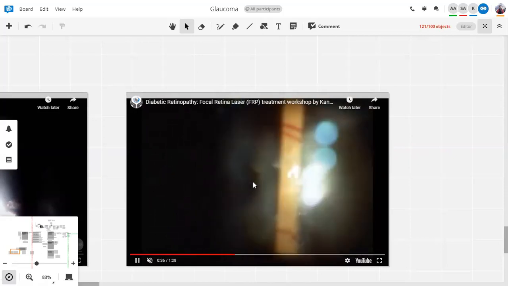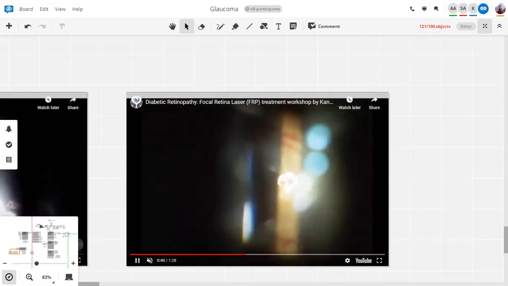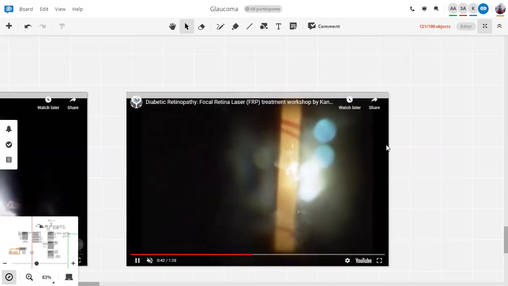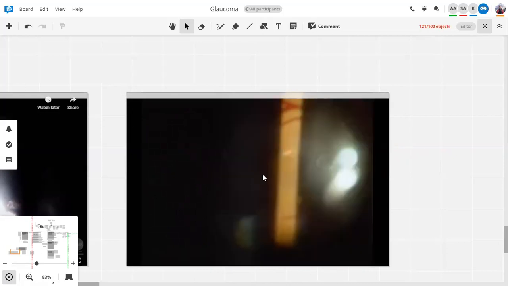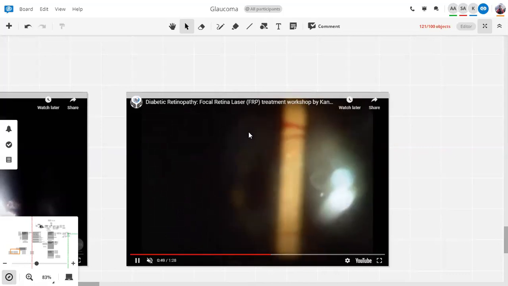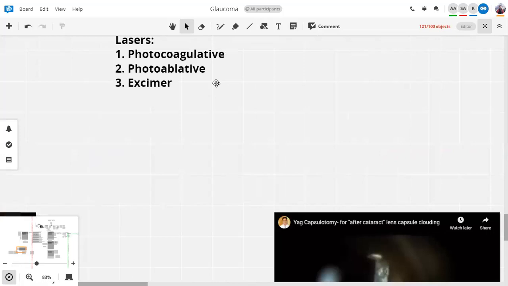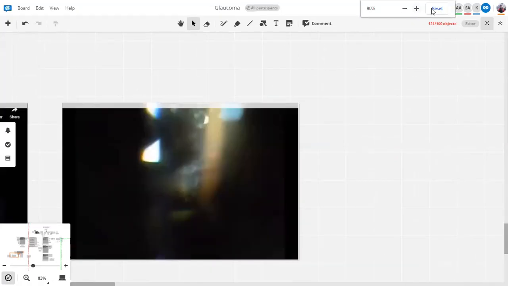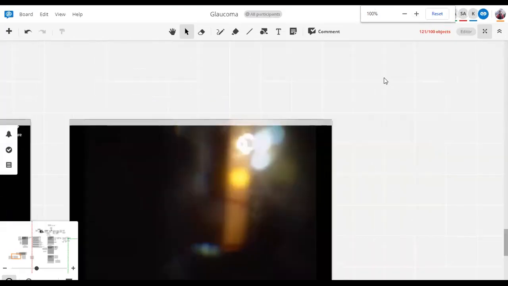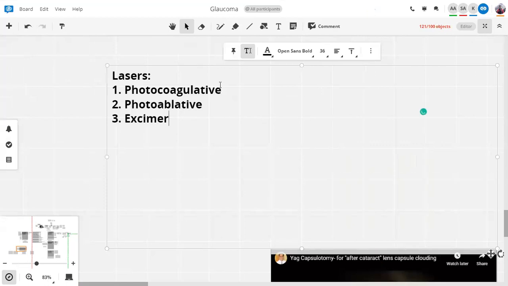This is done in diabetic retinopathy, it's done in CRVO, it's done in ROP, and other proliferative diseases. So the first question is, what laser is being used, or what laser is commonly used? The second question is, which of the 3 types of lasers is this? So anyone knows? Well done, excellent. Let me write it down. This is a photocoagulative laser, which is used in pan-retinal photocoagulation.